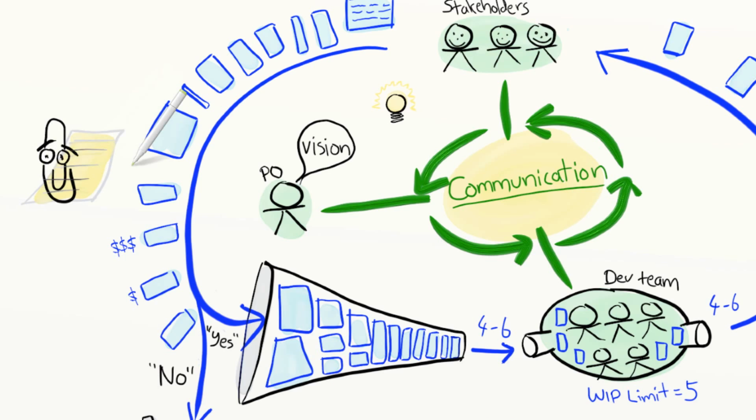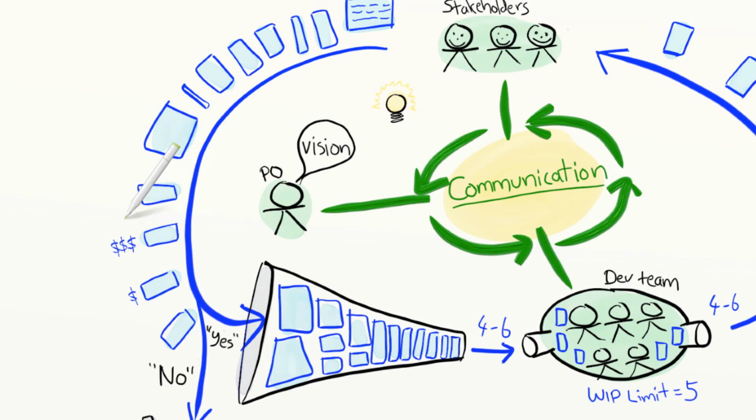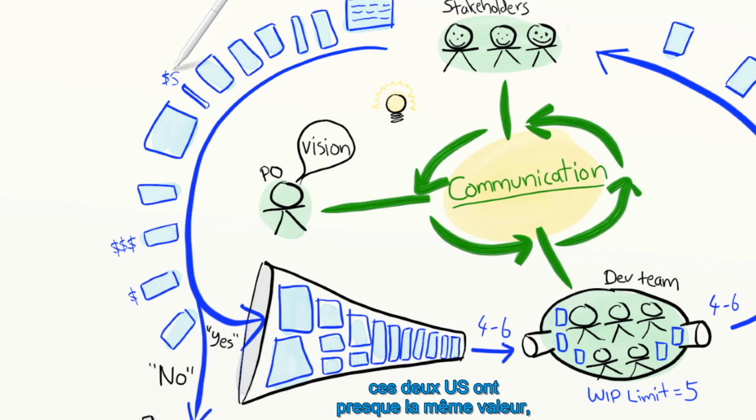unimportant. Value and size is what helps Pat prioritize intelligently. Like here, these two stories are roughly the same size, but have different value. So build this one first. And over here, these two stories have roughly the same value, but different size. So build this one first. And so on. Okay, that sounds easy enough.